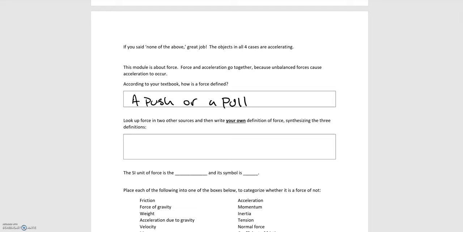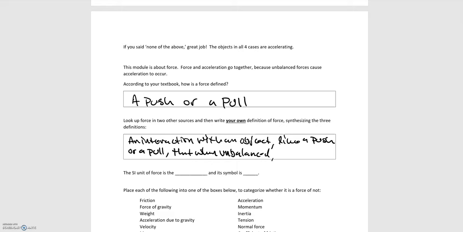And so the definition I came up with is a force is an interaction with an object like a push or a pull that when unbalanced causes a change in an object's motion. And so what we did in this definition is we kind of generalized the idea of force. So instead of calling force a push or a pull, we're now calling it an interaction, which encompasses a push or a pull, that when it's isolated or just on its own, it causes an object to change its motion.